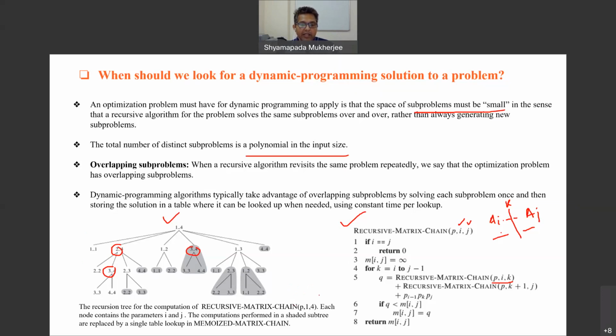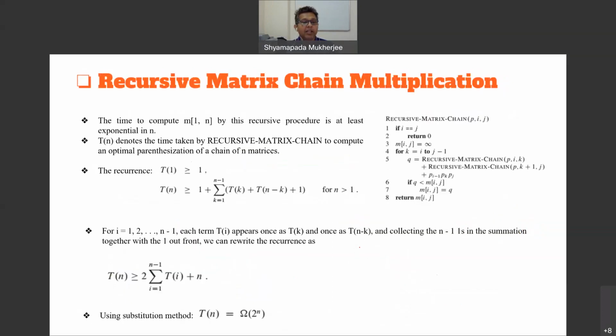So that's why the idea of dynamic programming is to solve a subproblem when it appears first, and then store it in a table. When that subproblem appears again in any recursive step, it can be looked up from the table and used. Okay, so this is recursive, and from that we can calculate how much time the recursive procedure for matrix multiplication takes.